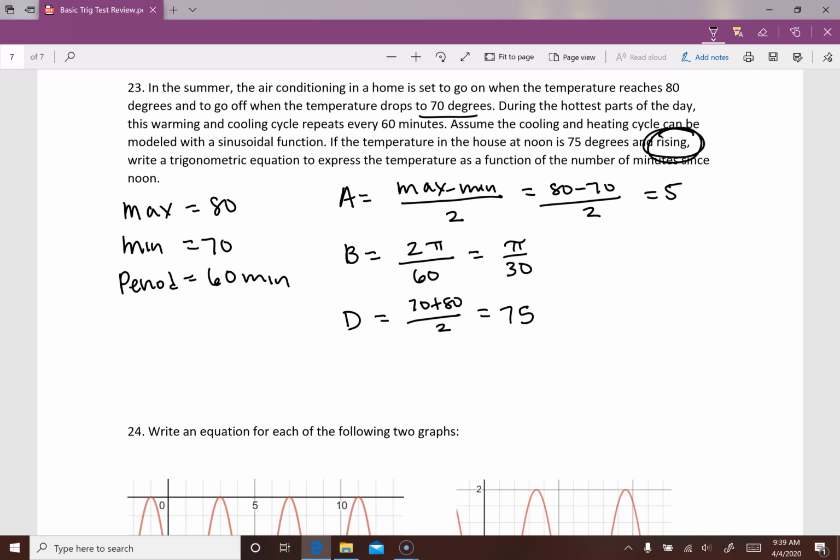And that's good news because it's saying it's starting at our midline, which is what we want for sine, and it's rising. So that's really good news. All right, so let's go ahead and write this formula.